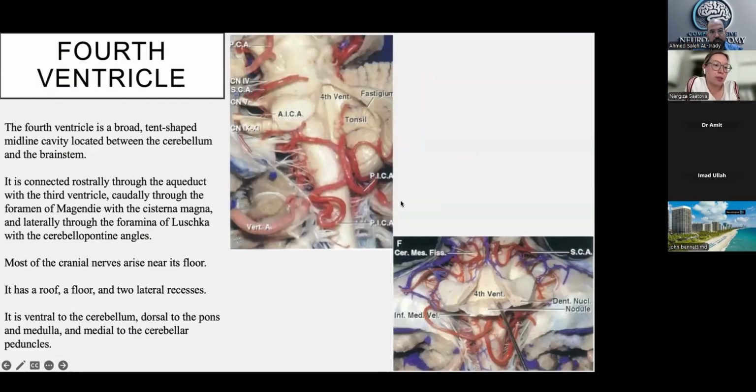The fourth ventricle is a broad tent-shaped midline cavity located between the cerebellum and the brainstem. It is connected rostrally through the aqueduct with the third ventricle, caudally through the foramen of Magendie with the cisterna magna, and laterally through the foramen of Luschka with the cerebellopontine angles. Most of the cranial nerves arise near its floor. It has a roof, floor, and two lateral borders. It is ventral to the cerebellum, dorsal to the pons, and medial to the cerebellar peduncles.